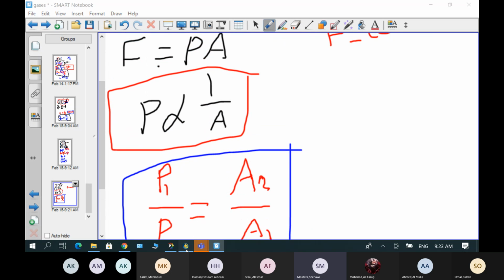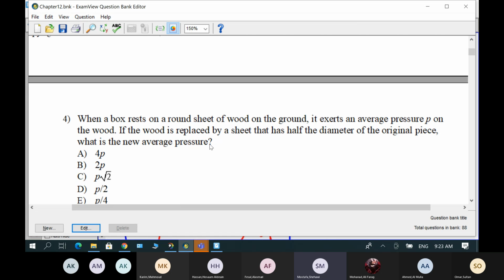Let's go back to the question. Do we have here the same force, Karim? Yes. When a box rests on a round sheet, we didn't change the box. The weight of the box, we didn't change it. If the wood is replaced by a sheet that has half the diameter, we decrease the diameter.